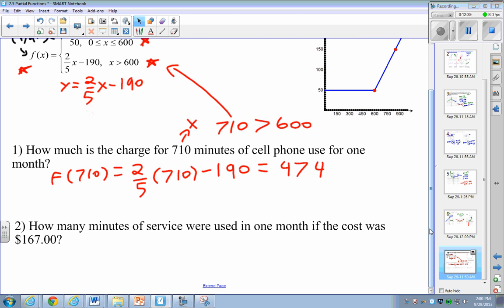Okay. Now the trickier bit. How many minutes? So we're trying to solve for x. Not too sure what it equals. How many minutes of service were used in 1 month, if the cost, or f of x, is equal to 167. Okay.